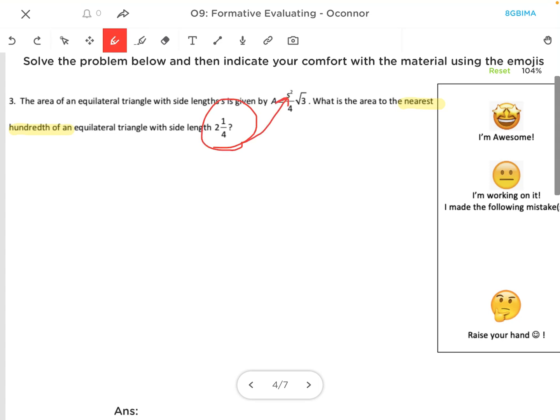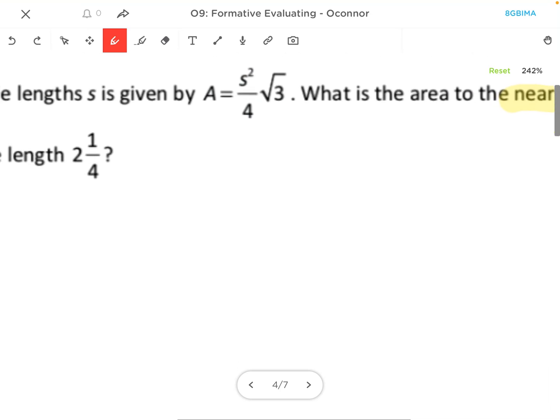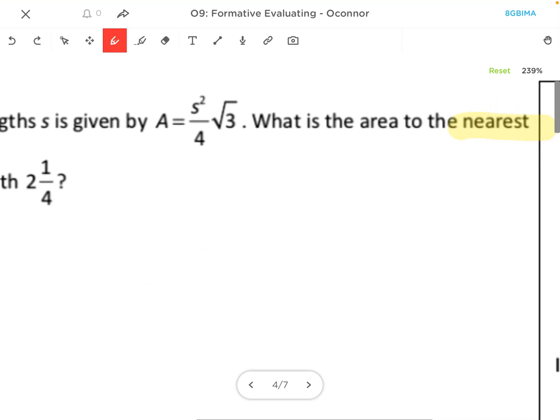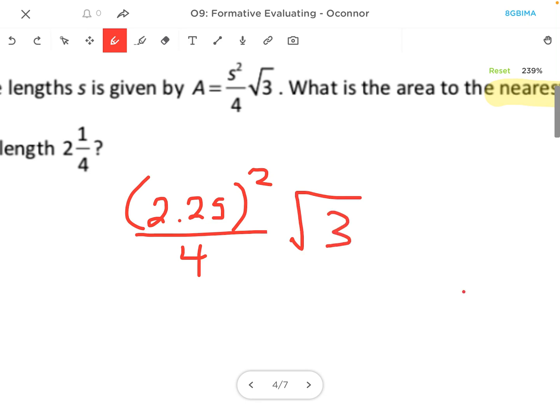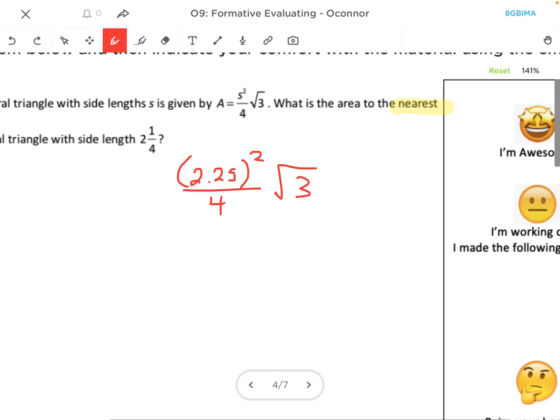Well, 2 1/4 would be 2.25. So I think it would be easiest to do that as a decimal, again, because we're using our calculators. And I'm plugging that 2.25 in for S. And so notice that is an S squared. So I'm going to get 2.25 quantity squared, because S squared, divided by 4, and all times the square root of 3. And then I'm going to evaluate that.